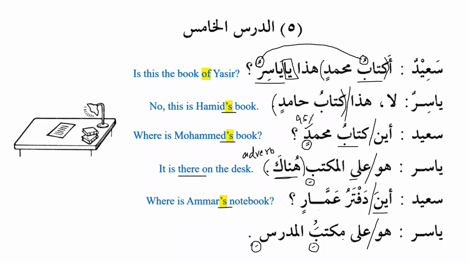That means the ending of the thing possessed, or mudaf, can change according to the amil. For example, we have ala, and we know that after ala the noun is always majroor. So the ending of this can change, but the ending of mudaf ilayh will never change. It will always remain as it is. So huwa ala maktabil mudarrisi: it is on the teacher's desk, or on the desk of the teacher.